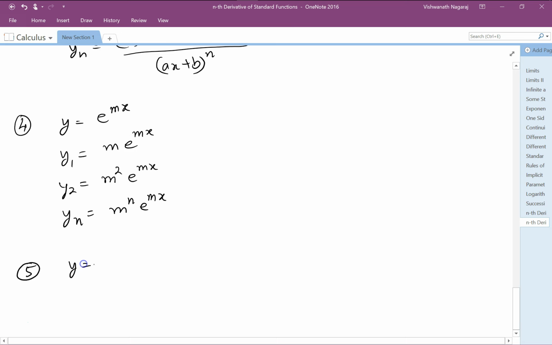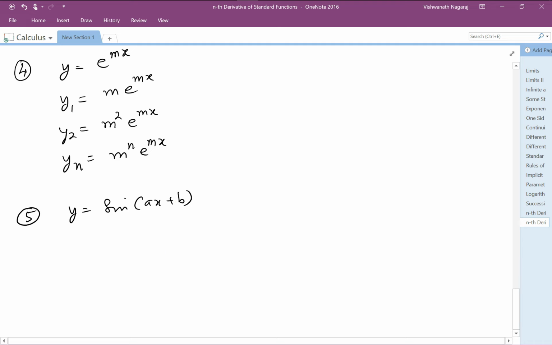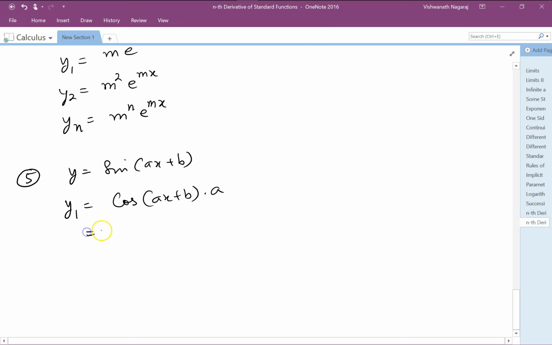Fifth one. Let's say y is equal to sin(ax plus b). Remember, this makes it simpler. Because once you know this, then you will know for sin x as well. Why? Because b will be 0 in that case. Okay, y1 is equal to, now sin is what? Derivative. cos(ax plus b) times a. But remember, cos can be written as sin(ax plus b plus pi by 2).